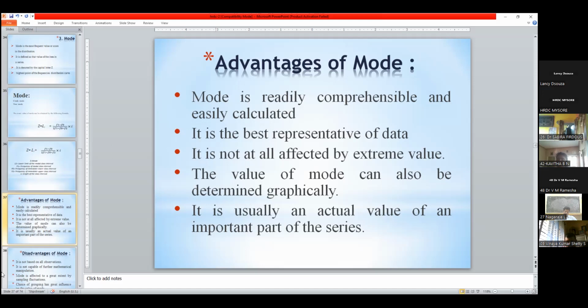Then mode is usually an actual value of an important part of the series, because definitely mode represents one of the values which occurs the most number of times. So it is one of the values in the existing data set which may not be there in the median or the mean. So that's where we talk about the advantages.